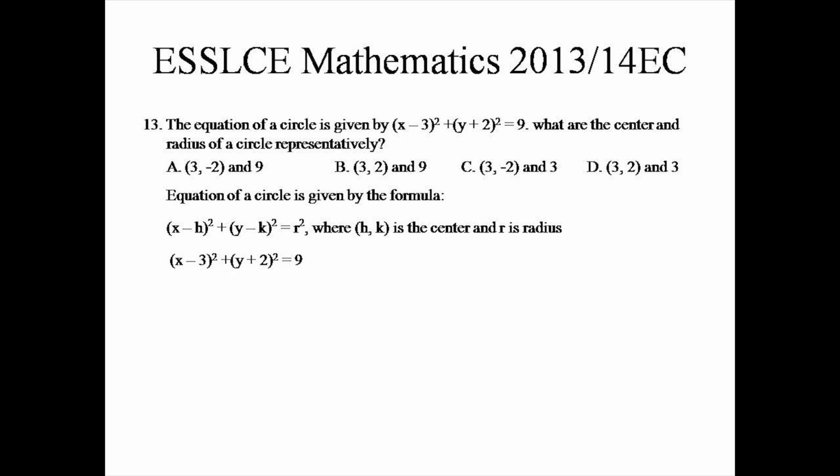(x minus 3) squared plus (y plus 2) squared equals 9 can be rewritten as (x minus 3) squared plus (y minus negative 2) squared equals 3 squared. So from this expression we can learn that the center is (3, negative 2) and the radius is 3. So choice C is the answer.